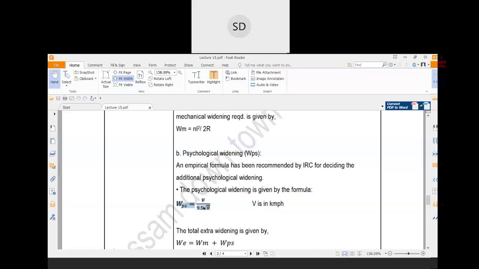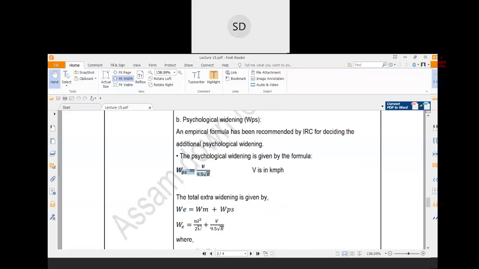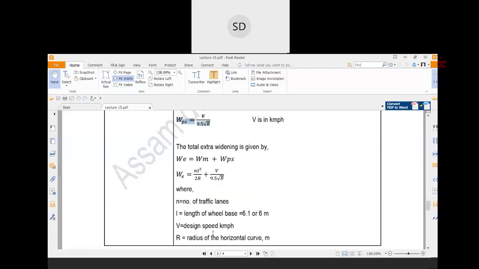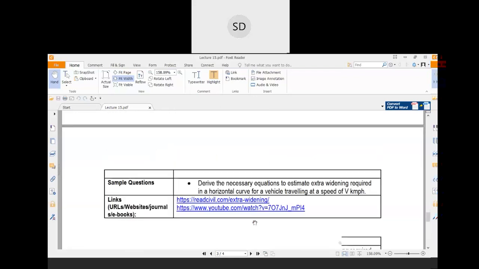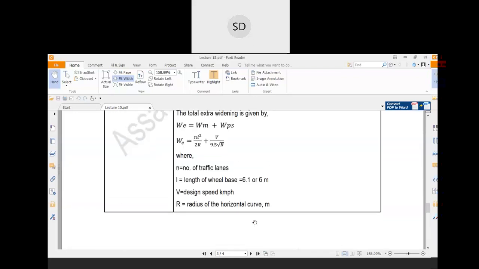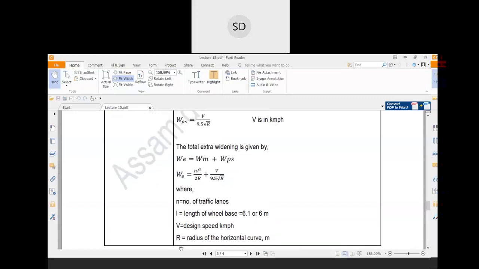So your total extra widening would be Wm plus Wps, that is mechanical widening plus psychological widening, that is nL square divided by 2R plus V by 9.5 root R, where L is the length of the wheelbase and you can consider L as 6.1 or 6 meter. So this is all about your extra widening. Now let us find some numericals.